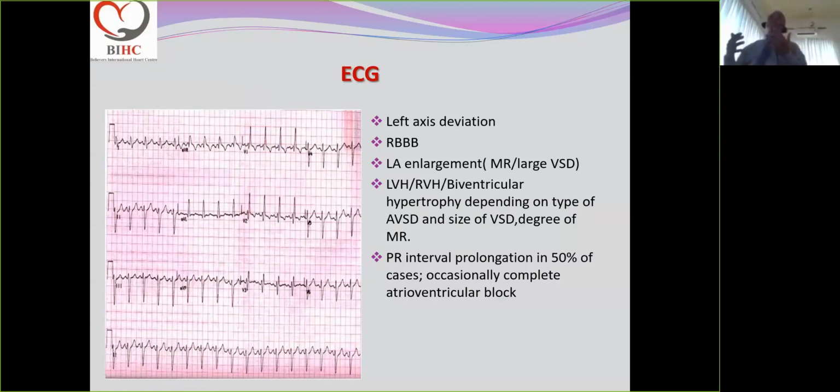Normal regular VSD will not have a left axis deviation. But left axis deviation is a feature of AV canal defect even if there is no VSD. Even ostium primum ASD will have a left axis deviation. Right bundle branch block is to be expected. Very commonly, the PR interval is prolonged, suggesting that there is some degree of AV block.